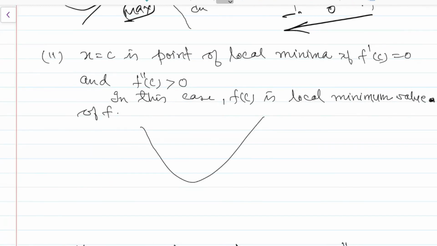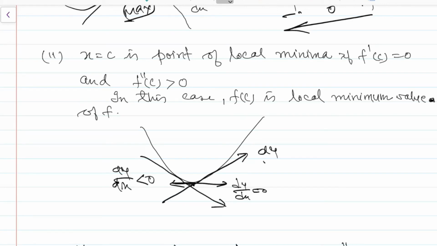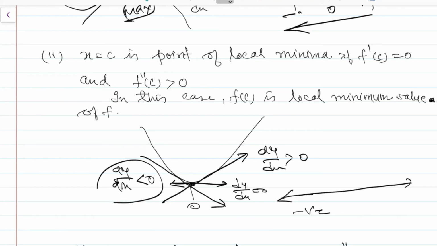Similarly, see the local minima point. At the local minima point, the first derivative vanishes, that is dy over dx is equal to 0 at this point. Before this point, the first derivative is negative. After this point, the first derivative is positive. It means that previously it was negative, then at this point it is 0, then it becomes positive, means it is becoming positive from negative through 0.